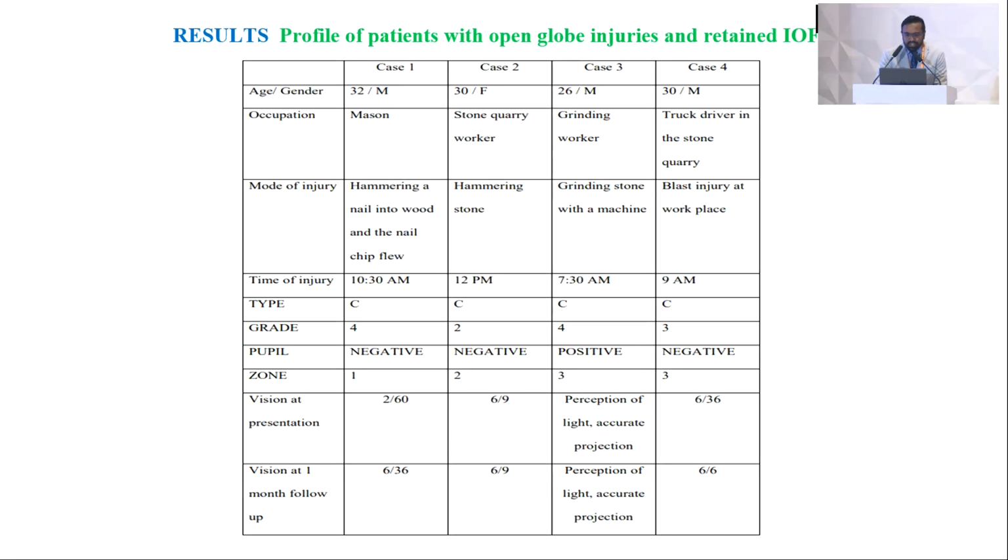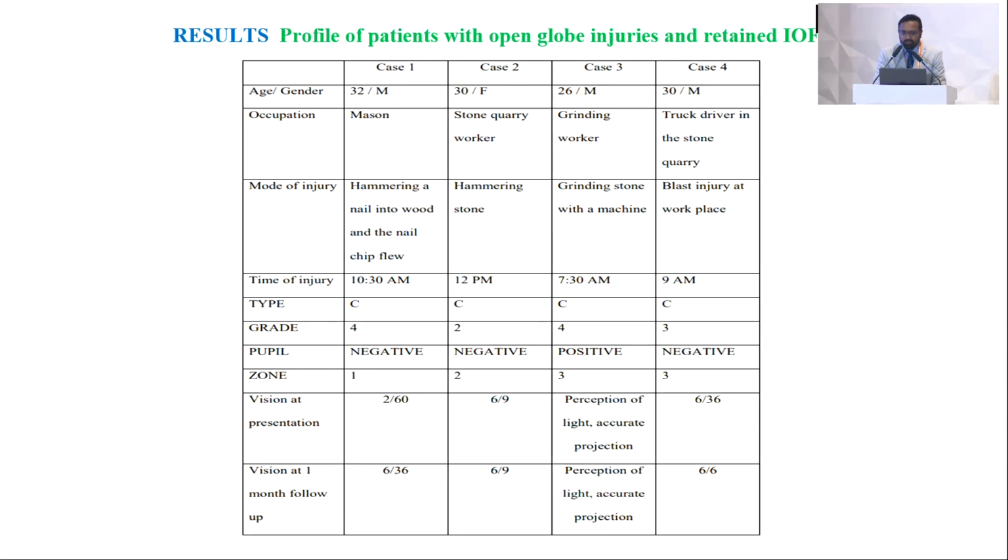The first patient is a mason, with the injury occurring to the eye as a result of hammering a nail into the wood, and the nail chip flew. He presented with a vision of 2/60, and at 1 month follow-up, he had a vision improvement to 6/36. The second case is a stone quarry worker, and the injury occurred while hammering stone. He had a presenting vision of 6/9, and it remained the same.